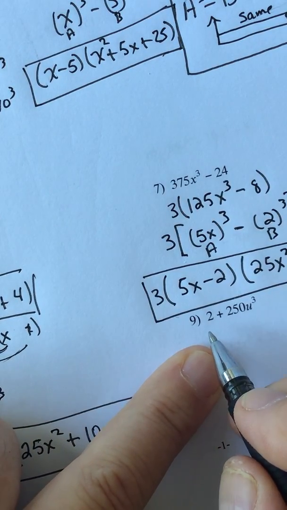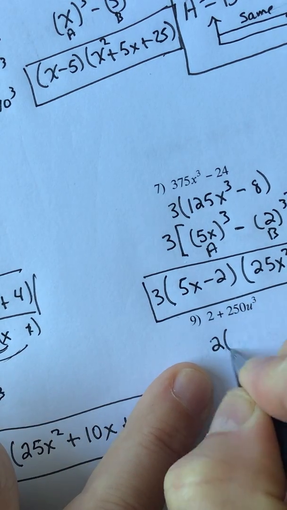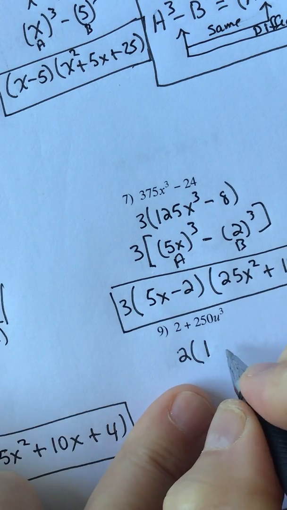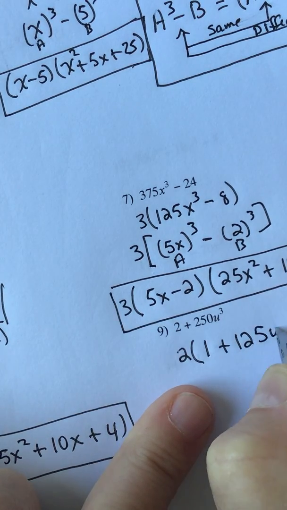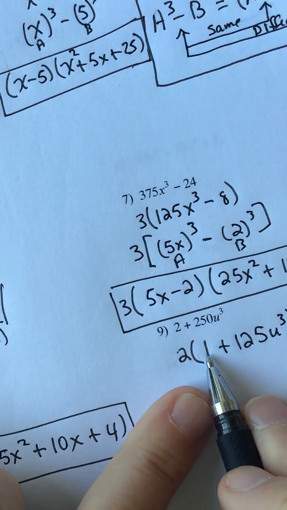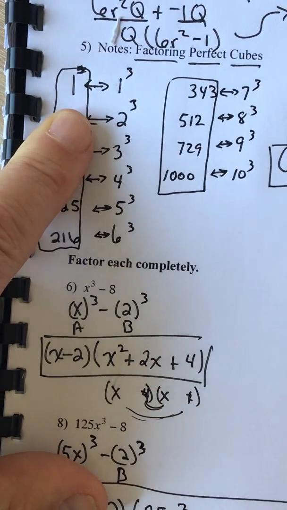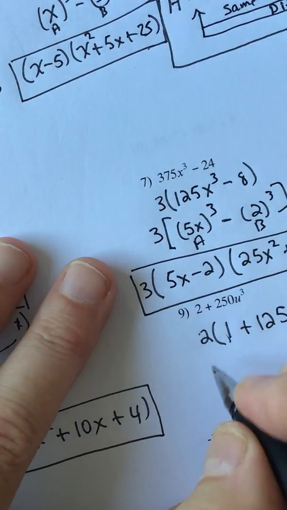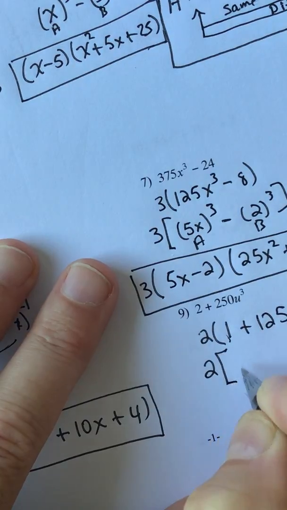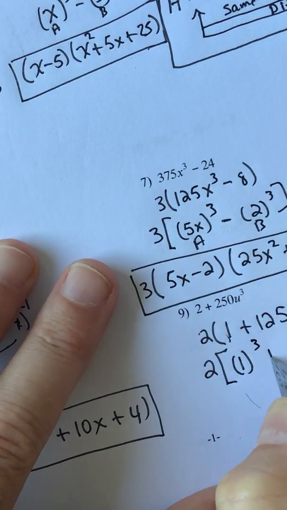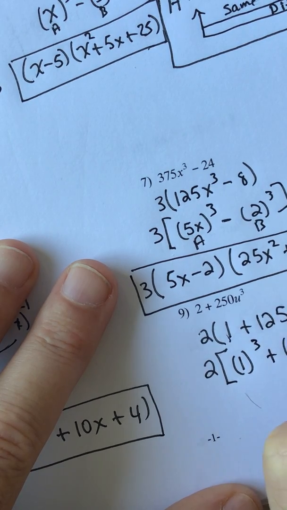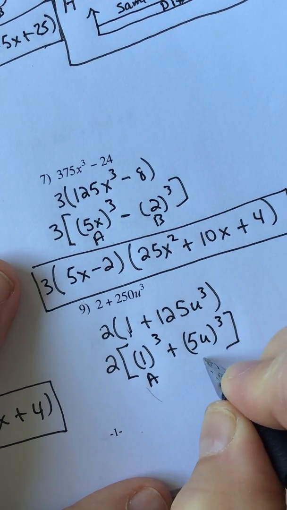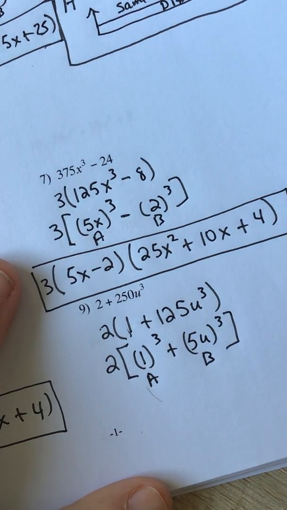Here, 2 is not a perfect cube, neither is 250, but I can factor the 2 out. 2 divided by 2 is 1. 250 divided by 2 is 125u to the third. Now, 1 is a perfect cube, and 125 is a perfect cube. So let's split it up. So it's really 1 by itself cubed, and 5u by itself cubed. I'm just rewriting it so that they look like perfect cubes. So now 1 is the a value, and 5u is the b value.